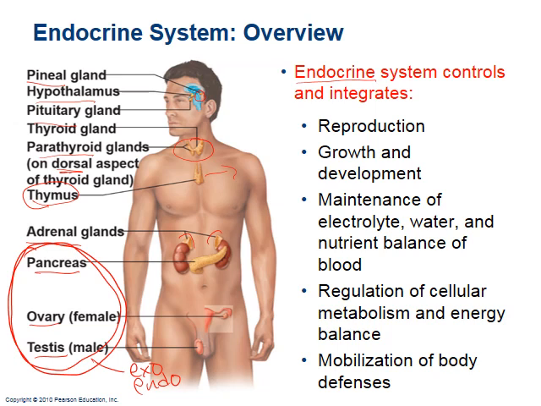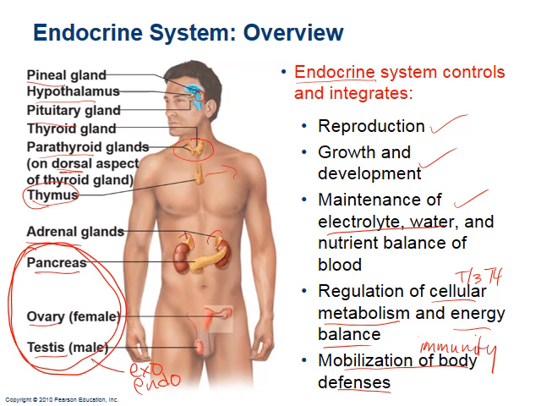So what does the endocrine system do for us? We already talked about reproduction, growth and development, maintenance of electrolyte and water balance, regulation of cellular metabolism, that was the T3 and T4, energy balance, and also to mobilize the body defenses. So they're talking about immunity, which, like I said, we'll get to in chapter 21.